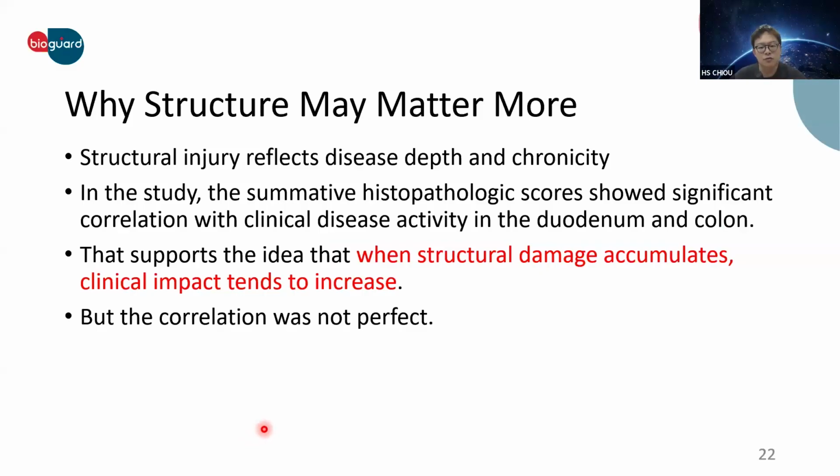In the study, the summative histopath scores show significant correlation with clinical disease activity in the duodenum and colon. That supports the idea that when structural damage accumulates, clinical impact tends to increase, but the correlation was not perfect, which reminds us that histopath is only one component of a multidimensional disease process. It contributes to the picture, but it doesn't define the whole picture.